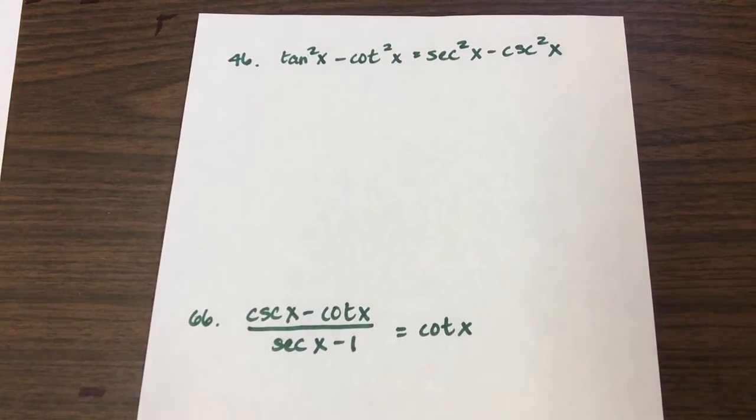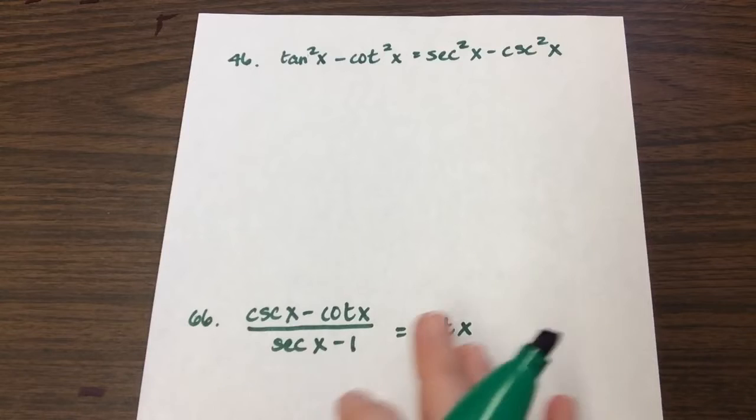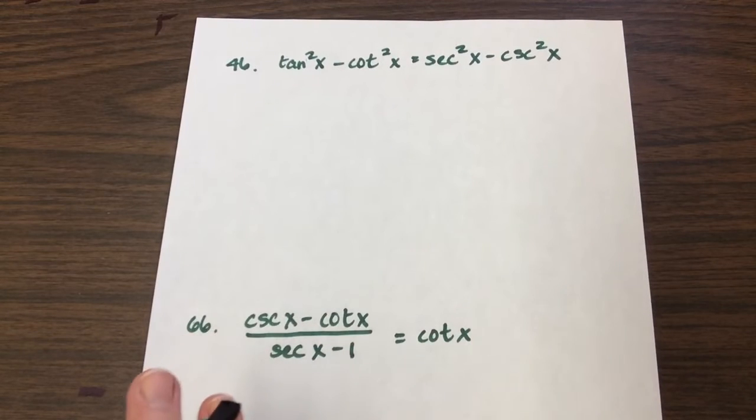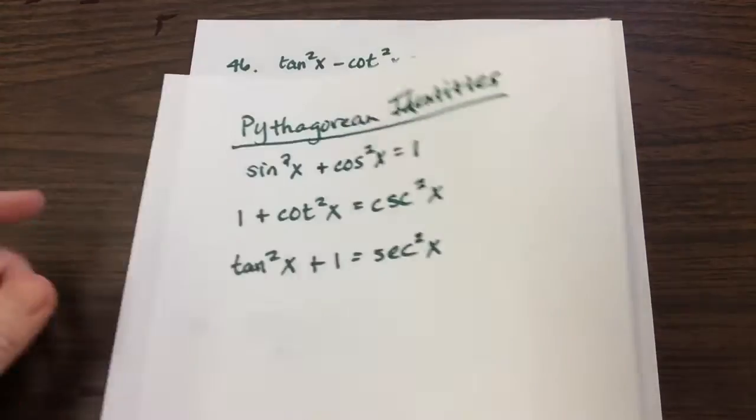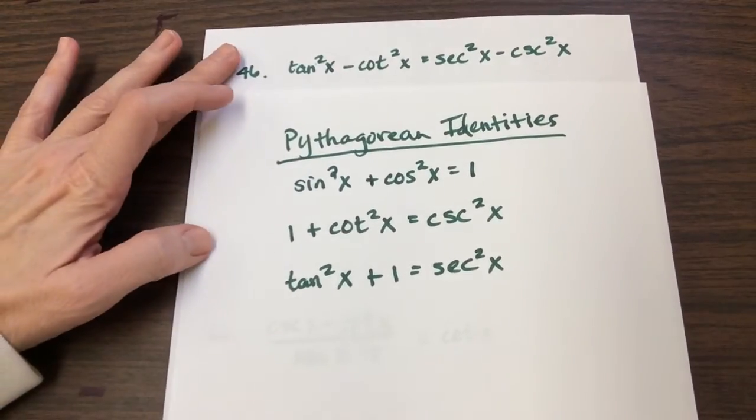Alright, so 46. Let's look at 46. So for 46, I'm not going to write everything immediately in terms of sine and cosine and get everything all jumbled up. I am going to look at my Pythagorean identities though. Alright, so you have to know these, but let's just take a look at them and see what's going on here.